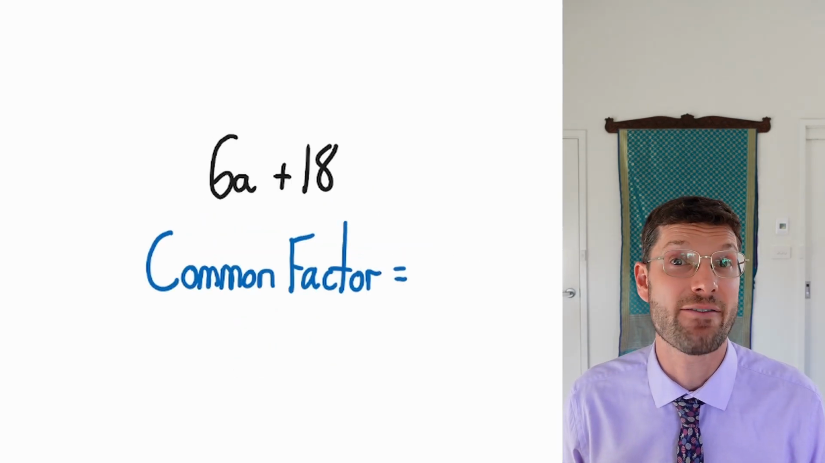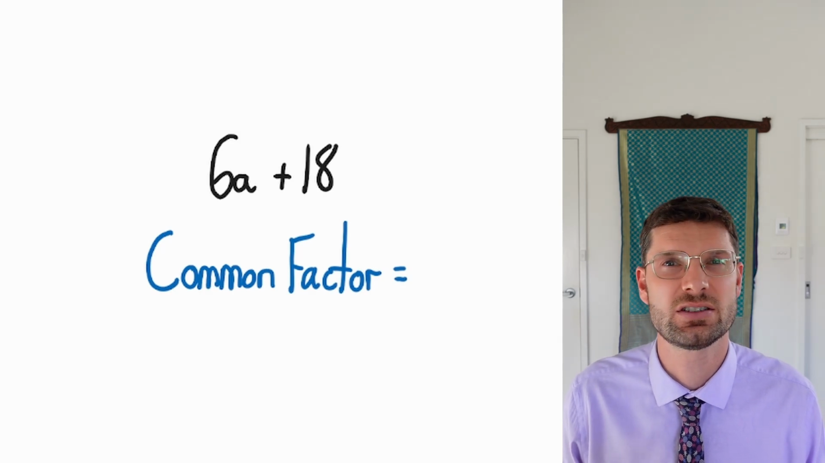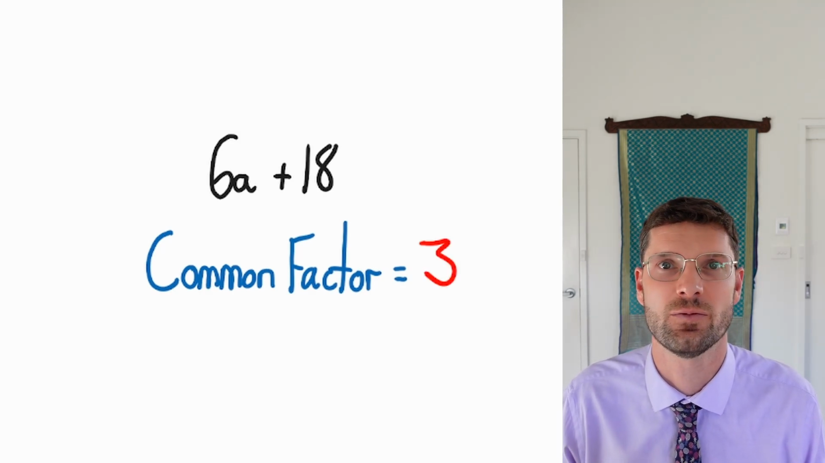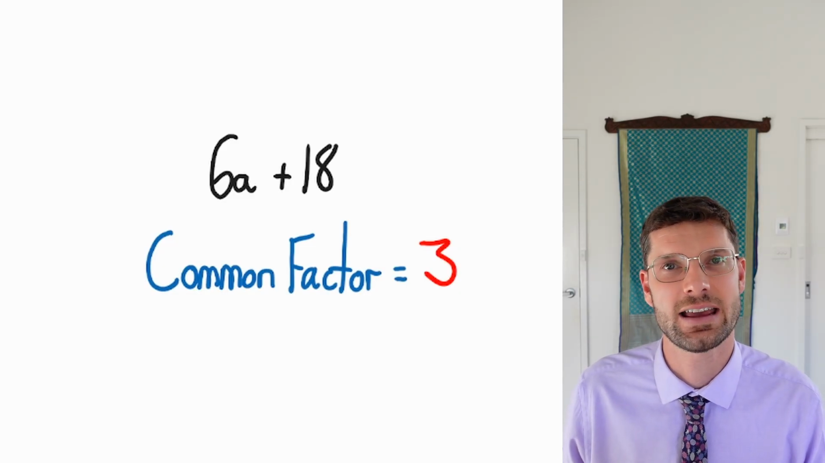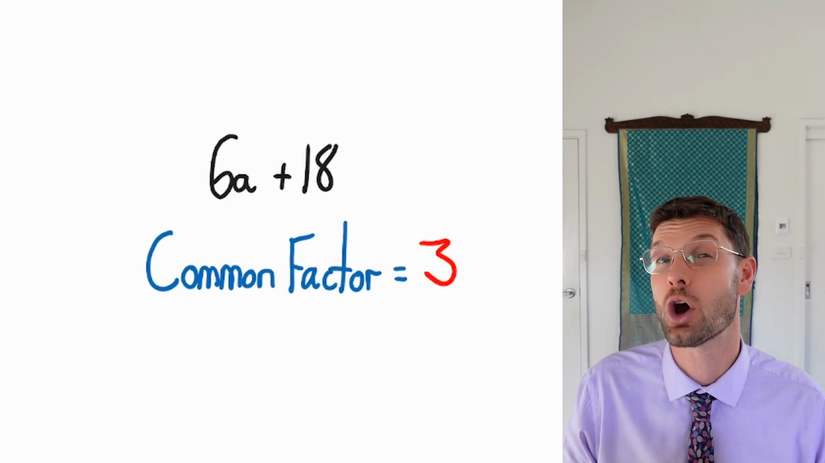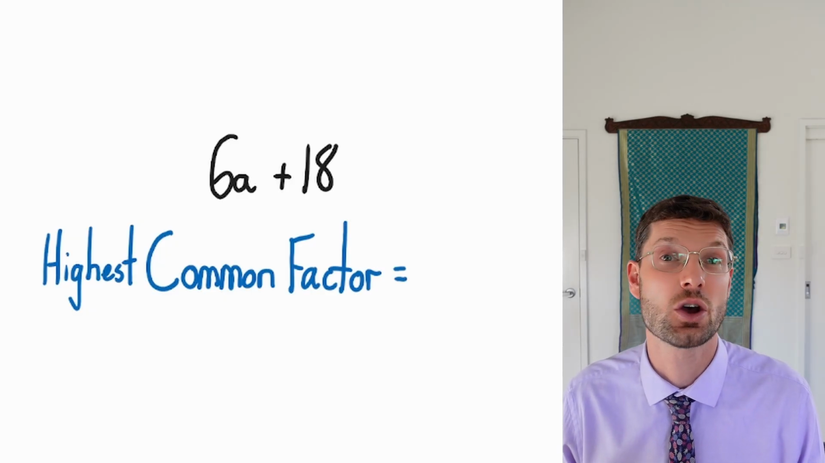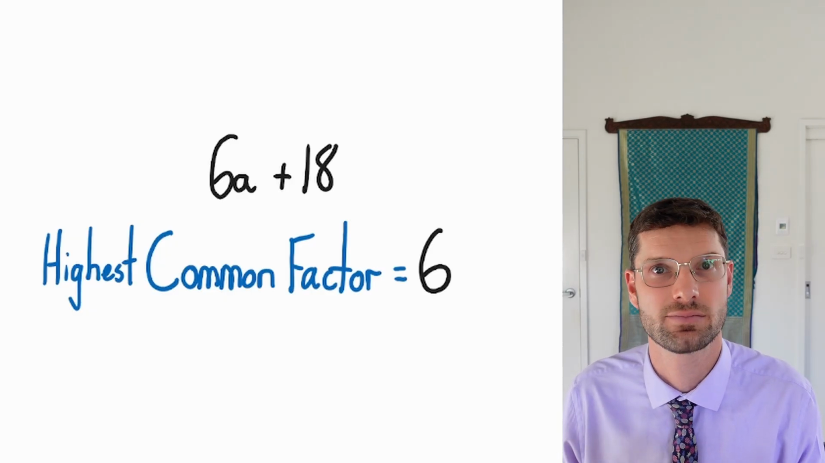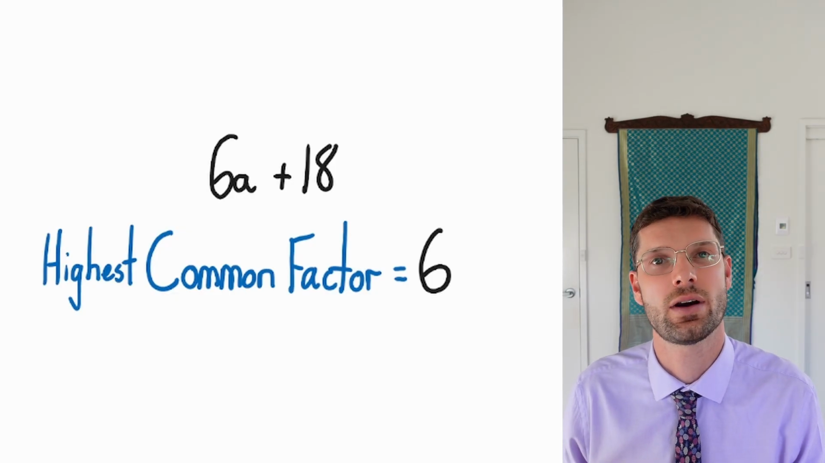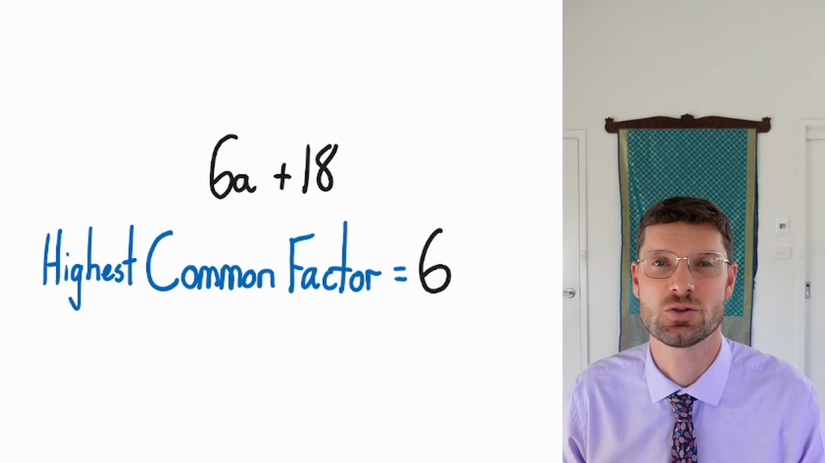So for this next one, I have 6a plus 18. This one can get a little bit more confusing because you go, oh, 3 is a common factor of both of those. 2 times 3 is the 6, and then 3 times 6 is the 18. But we're not looking for a common factor. We're looking for the highest common factor. So between these two, it would be the 6, because 6 times a, 6a, and 6 times 3 gives us the 18. So finding those highest common factors is really important.